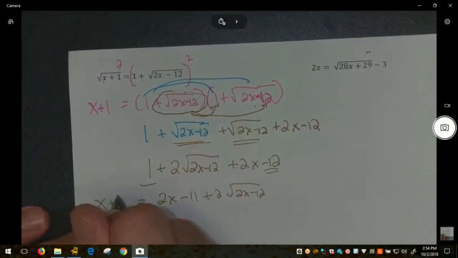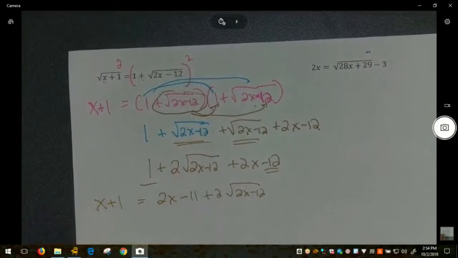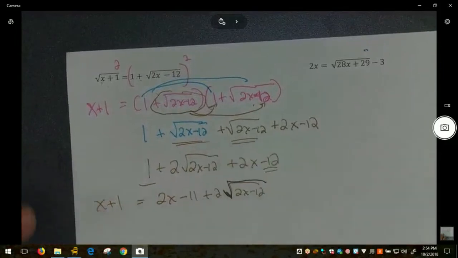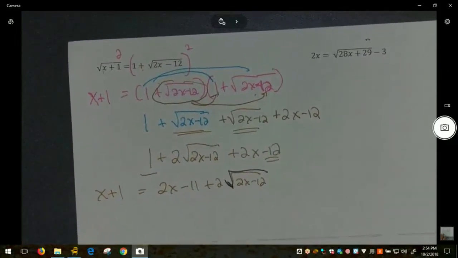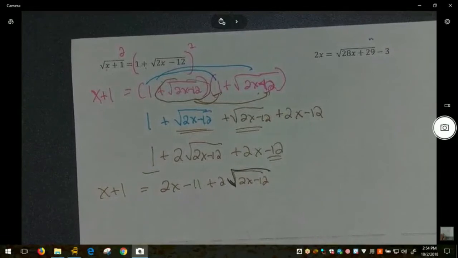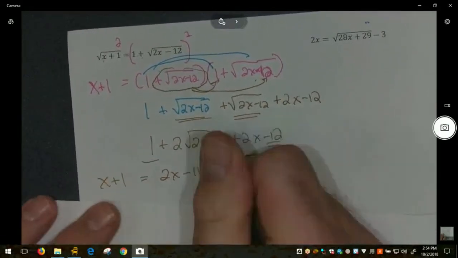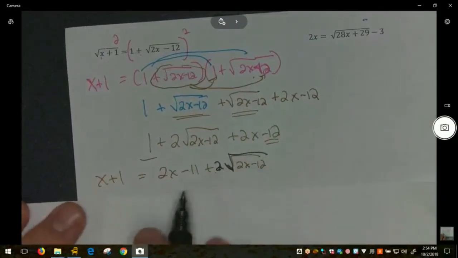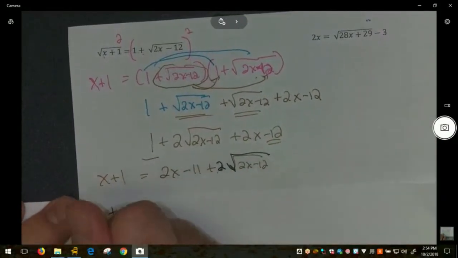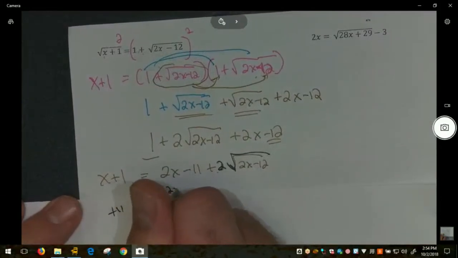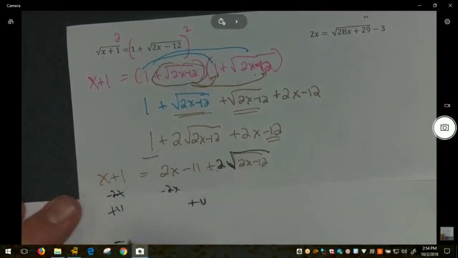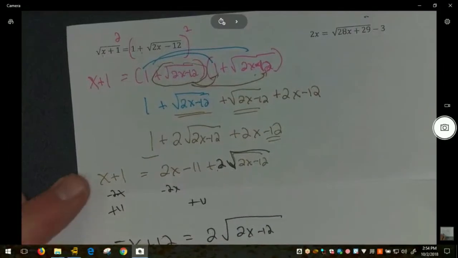And that's equal to x plus 1. But wait, there's more. Because we still have a radical here that we need to get rid of. So I'm going to need to get it by itself. To do that, this 2 is attached to it, by the way. So I'm going to add 11 to both sides and subtract 2x from both sides. That's going to give me negative x plus 12 on the left-hand side equals 2 square roots of 2x minus 12 on the right-hand side.